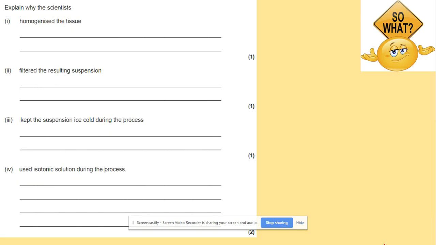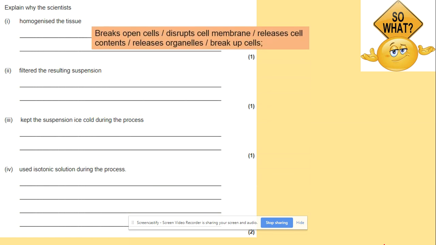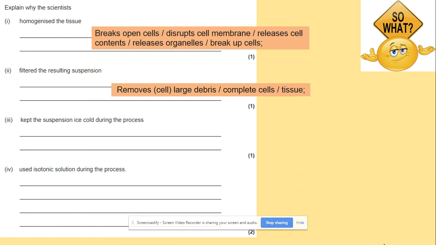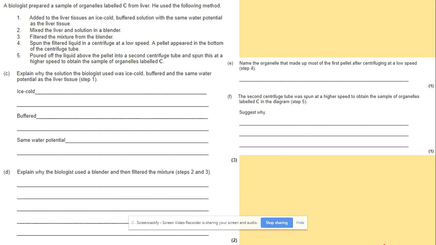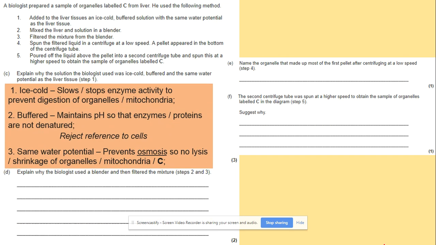So here again, why would you use those steps? Homogenize: break open cells. Filtrate: remove large debris. Cold: reduce enzyme activity. Isotonic: prevents osmosis, so doesn't affect the water potential. Again, same question, so they keep repeating themselves. Why would you use ice cold buffered solution? Same water potential, same model answer.